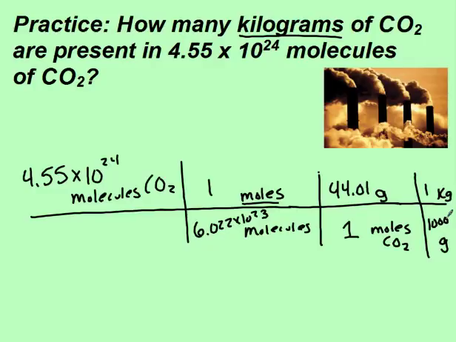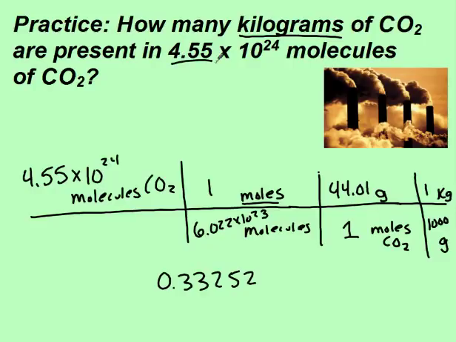So you can multiply 4.55 times 10 to the 24th times 44 divided by 6.022 times 10 to the 23rd divided by 1,000. Doesn't matter the order you go as long as you're multiplying the items on top, dividing the items on bottom. Make sure that you plug this one in carefully because sometimes people mess this one up when they're trying to plug it in. So in the calculator you should get 0.33252 and then some more numbers.